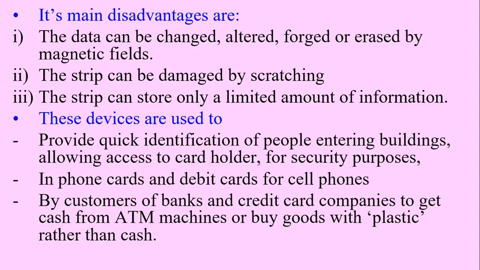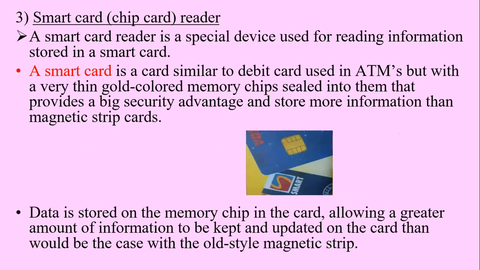These devices are therefore used to, number one, provide quick identification of people entering buildings, allowing access to the card holder for security purposes. Number two, in phone cards and debit cards for cell phones. Number three, by customers of banks and credit card companies to get cash from ATM machines or buy goods with plastic rather than cash.